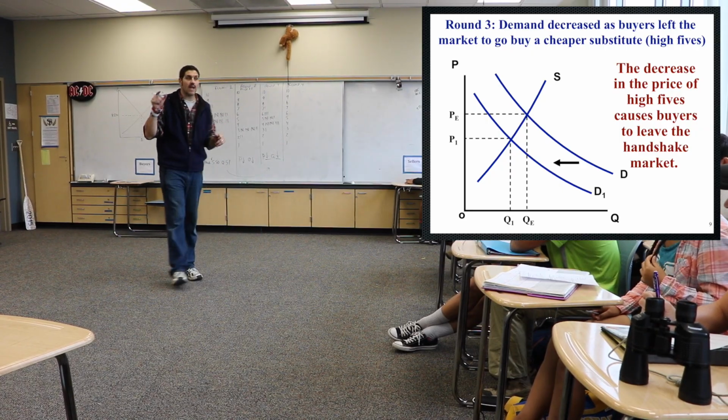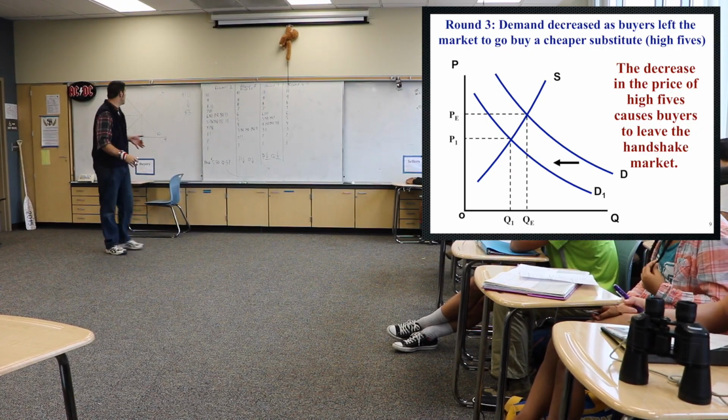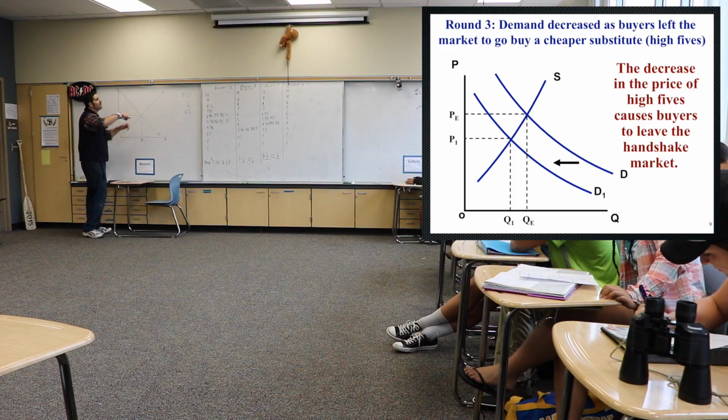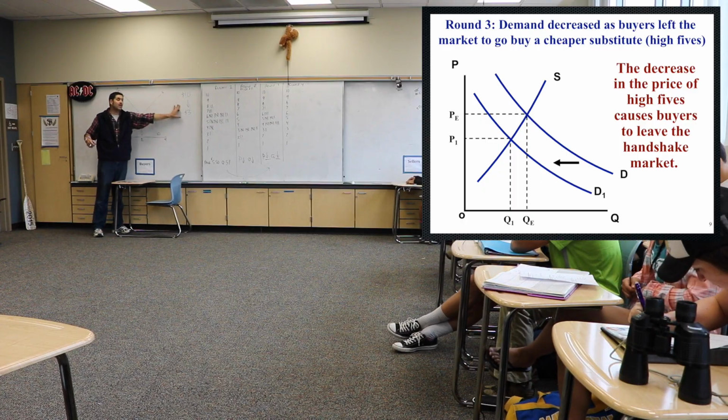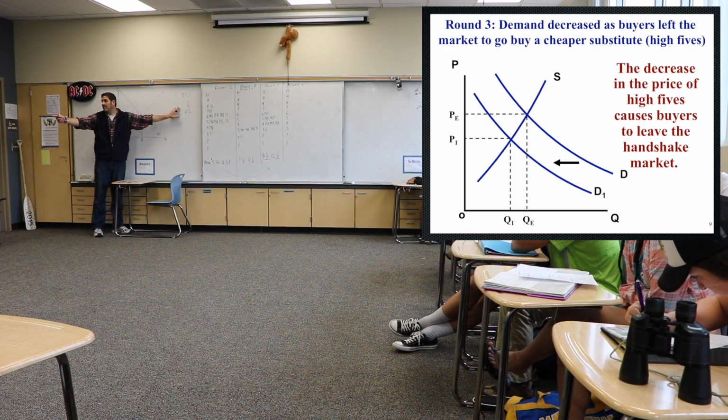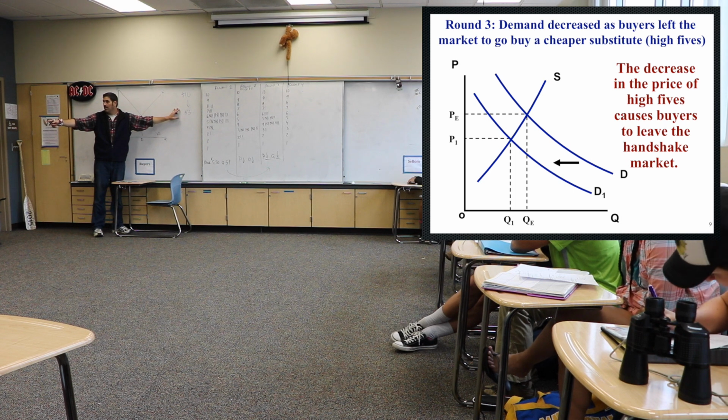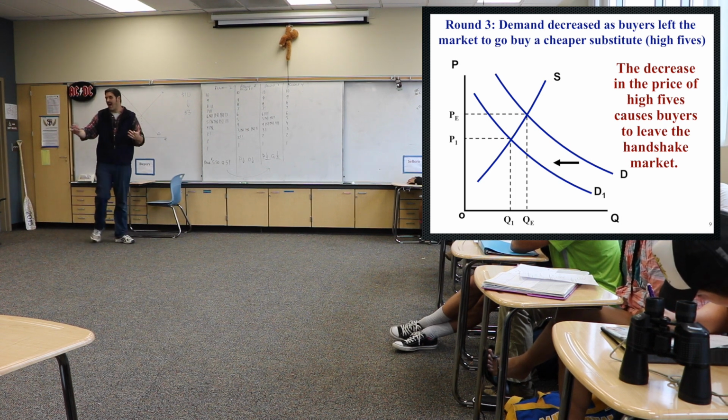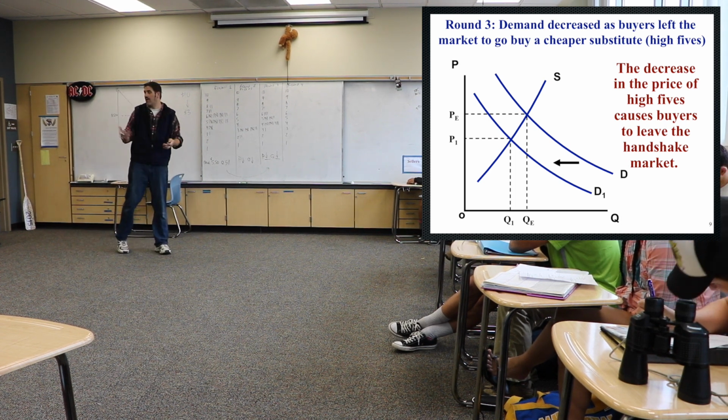A price of a substitute, right? Price of related good. The price of the substitute ended up falling. So instead of paying $10 for high fives, now all of a sudden the price is $3 for high fives. So what did the buyers do? Buyers, what did you guys do? You went to go buy high fives. Not every single round, but maybe sometimes you're not ready to go buy high fives, right? So that's exactly what you did.